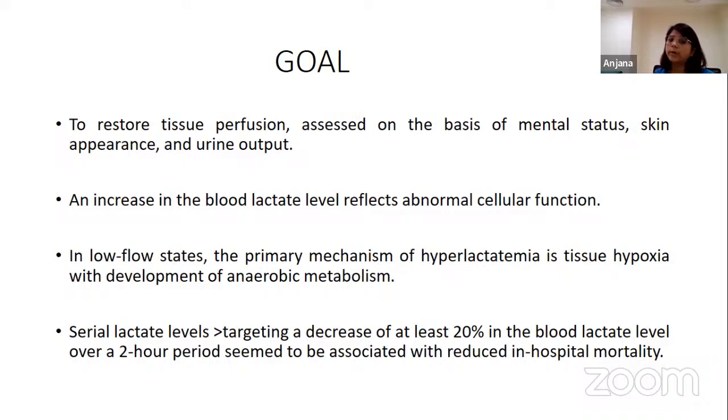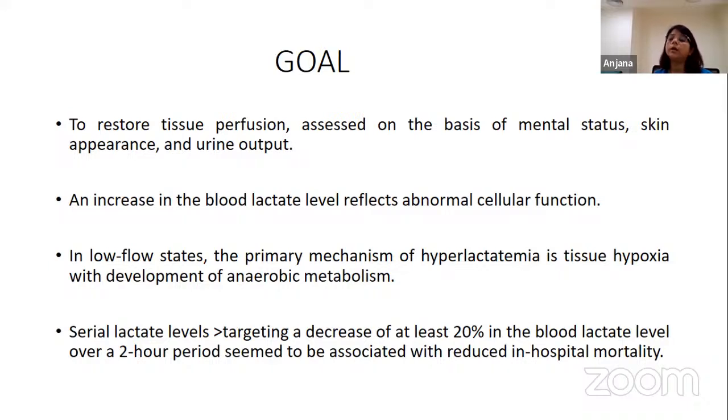Now, among the biochemical parameters, the most important is the lactate, which increases because of the abnormal cellular function, mainly because of anaerobic metabolism. So with your serial lactate measurements, at least a 20% decrease over a 2-hour period has been associated with a decrease in hospital mortality. I think I have stressed this earlier also.